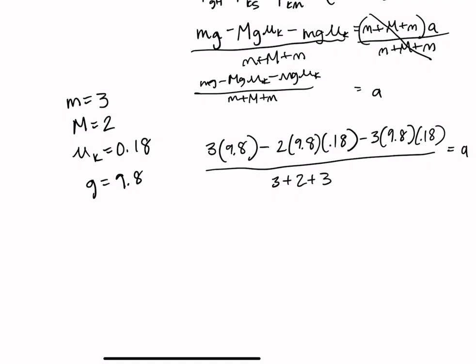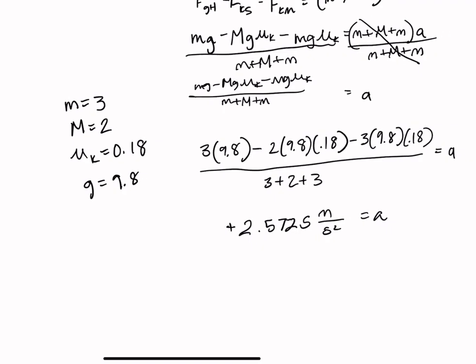And if you plug that into a calculator, you'll get... and we're just going to take the line of motion to be positive, so the acceleration is positive. So for part J, we're asked to find tension.